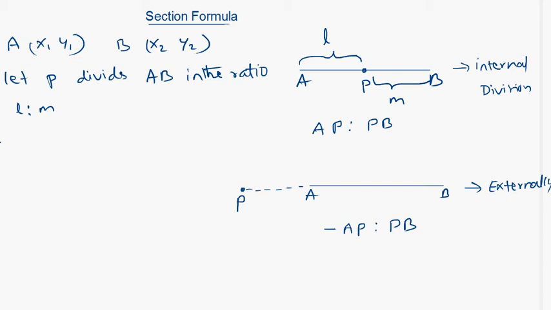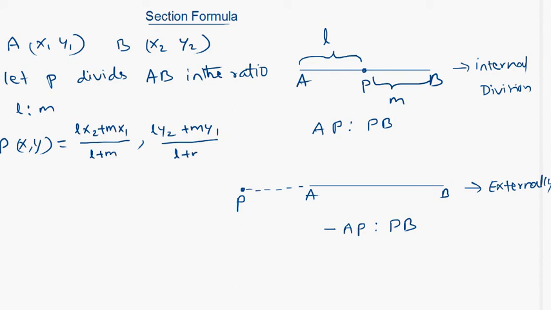Then the coordinates of point P, x comma y, are given by Lx2 plus Mx1 divided by L plus M, comma, Ly2 plus My1 divided by L plus M. So if we are given a ratio in which a point divides a line segment AB, then we can find the coordinates of the point P using this formula: Lx2 plus Mx1 divided by L plus M, and Ly2 plus My1 divided by L plus M.